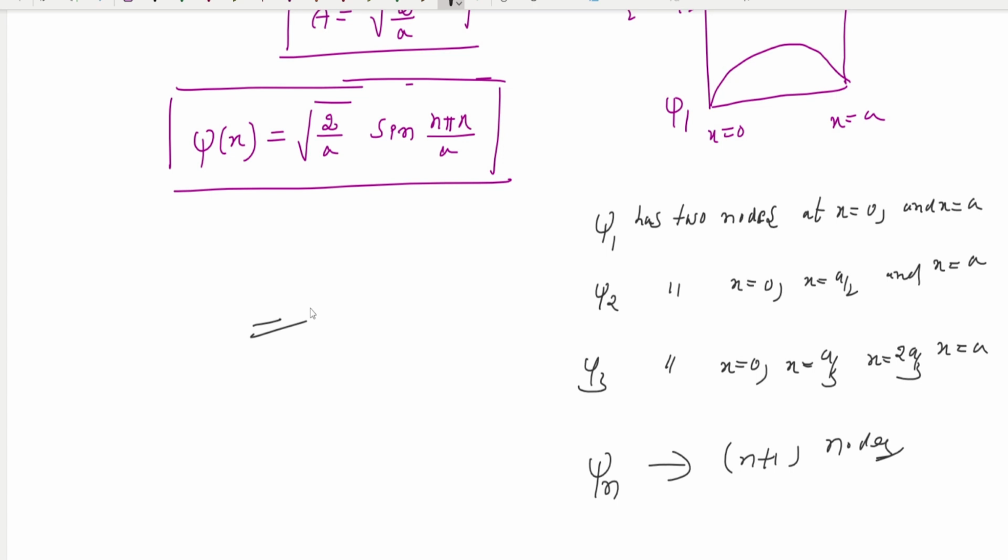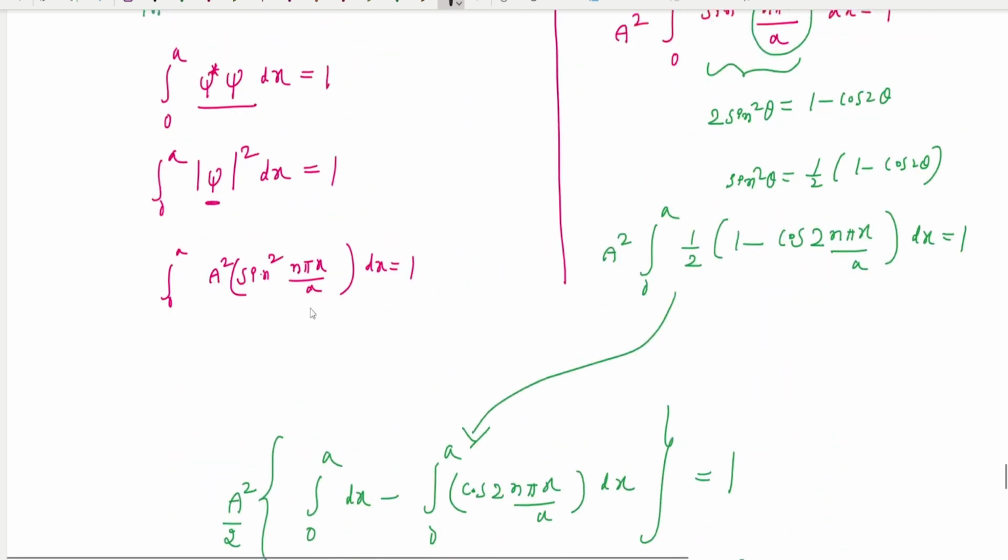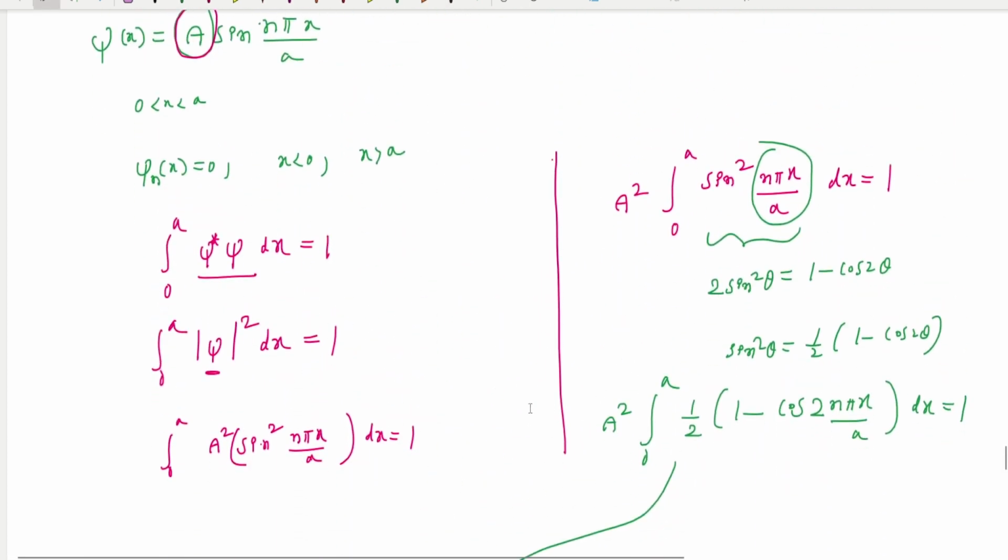And here we are using the normalization condition, that is, the probability of finding the particle. What happens if you use the orthogonality of the wave function? Then you get the answer 0. So both at x equal to 0 and x is equal to a, you get the wave function equal to 0. In case two different wave functions are there, then you can use the orthogonality condition, and you get 0.